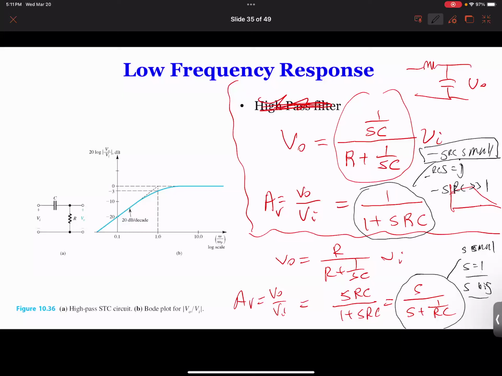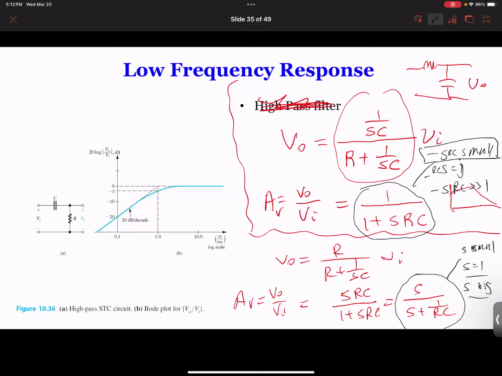So what happens when S is big? When S is big, this one can be neglected. When this is neglected, what do you have? S over S is 1, which means the whole gain is equal to 1. That's why you have this constant. You see now? That's why we write it in a different way. So in the future, for high frequency, it's always written as 1 over 1 plus S over omega H, and this is S over S plus omega H.